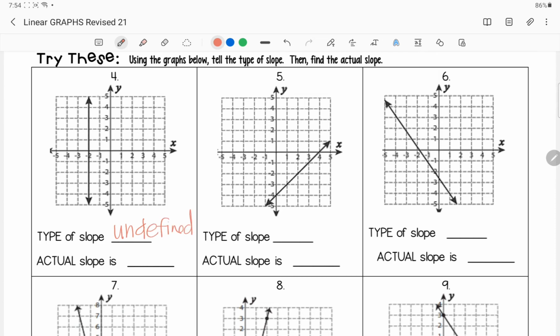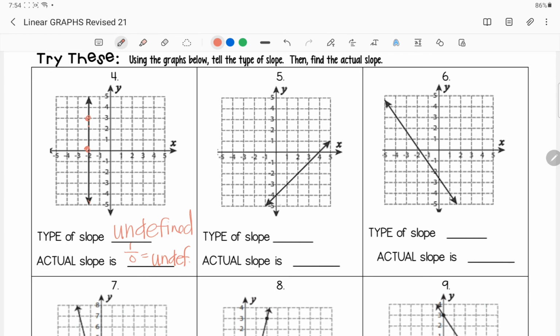Which means if we were to graph exact points, we're going down every single time, but we are not moving over. So what this would look like is 1 over 0, or whatever, you could do 50 over 0. But it is a no-no to have that 0 on the bottom. So this is why for your slope, you would write undefined. That's all you would write.